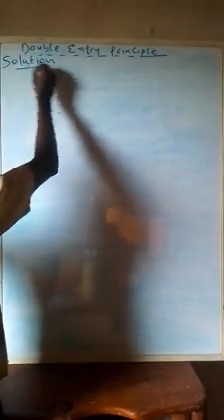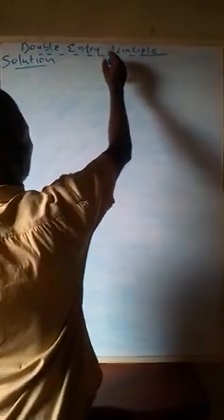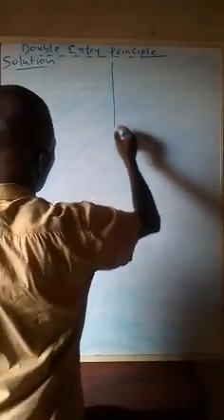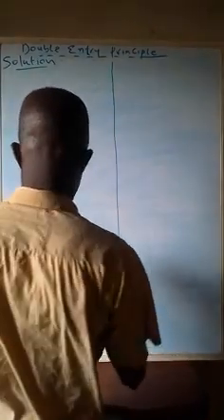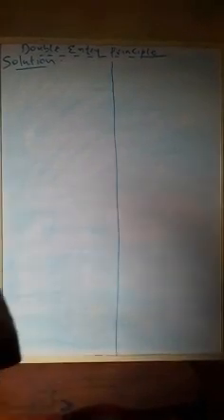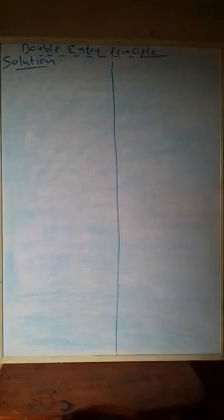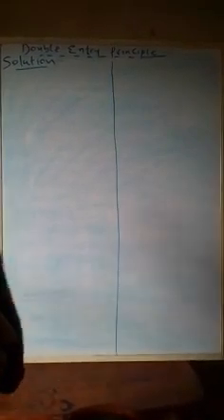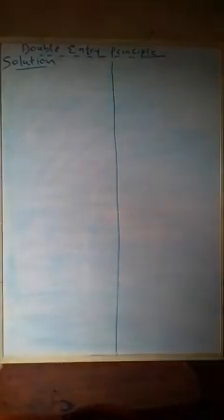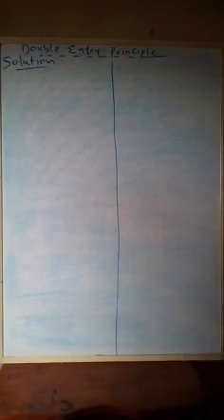Solution. What do you do here? The question says you are required to open the asset, liability, and capital accounts, and record the following transactions for March 2022 in the records of Ernest Limited.